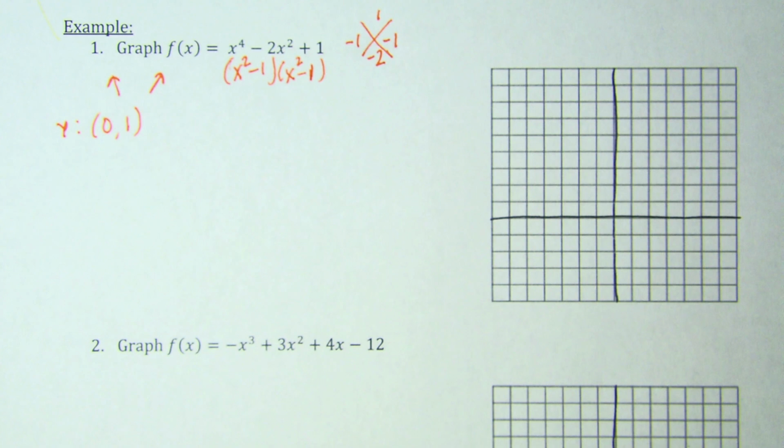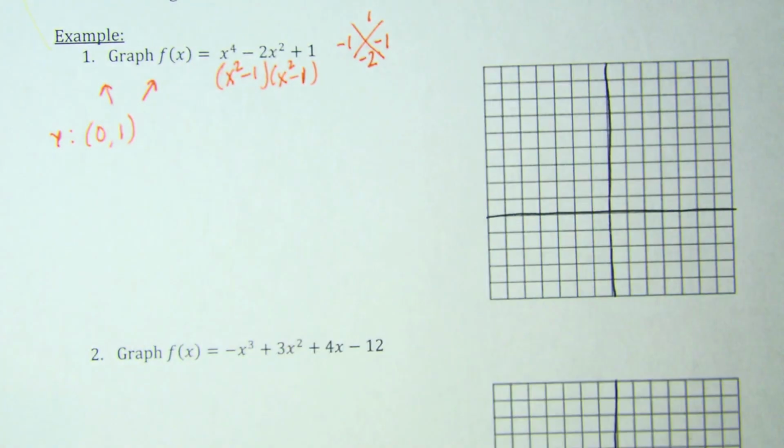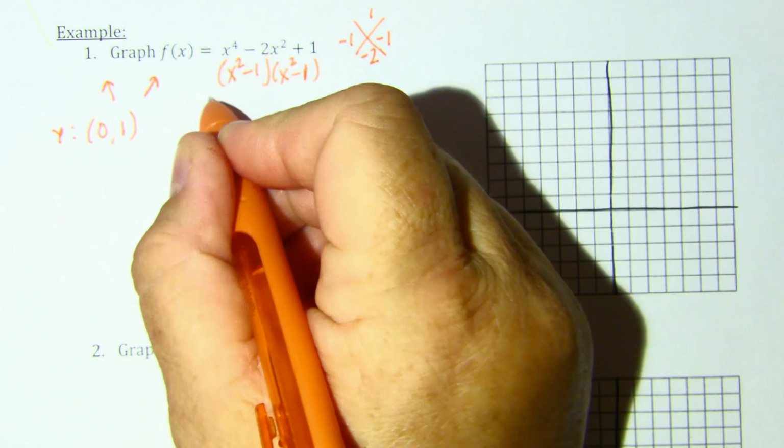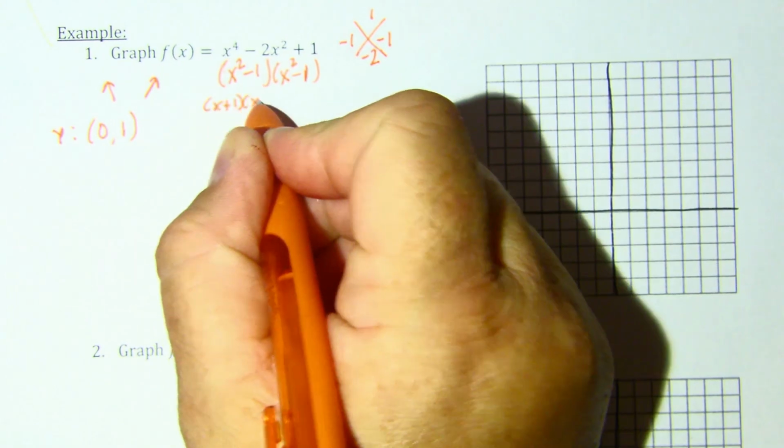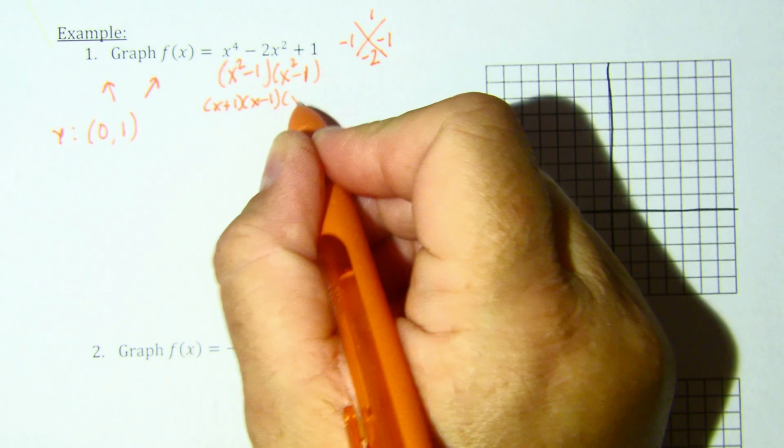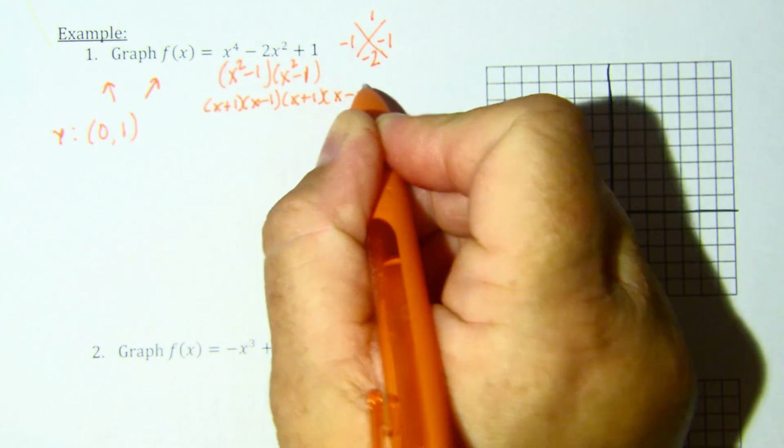So from there, I can go ahead and factor both of those because these are both difference of perfect squares. So that would be x plus 1, x minus 1, and then this would be the same thing, x plus 1 and x minus 1.